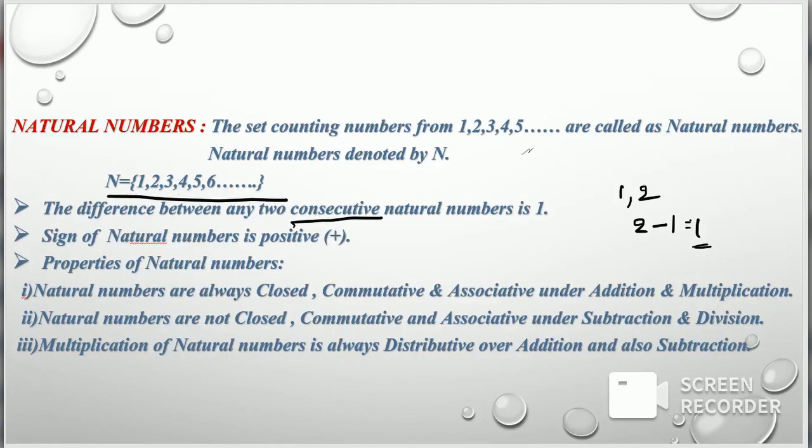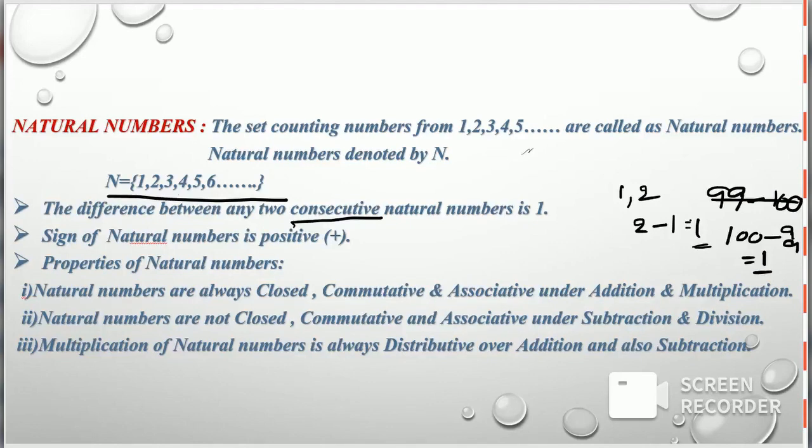In the same way, we take 100 minus 99. 100 minus 99 is equal to 1. This is the consecutive number. The difference value of consecutive natural numbers is equal to 1. That means if you take any two consecutive natural numbers and take the difference, that is subtraction of the two numbers, we get 1 only. And the sign of natural numbers is positive only.